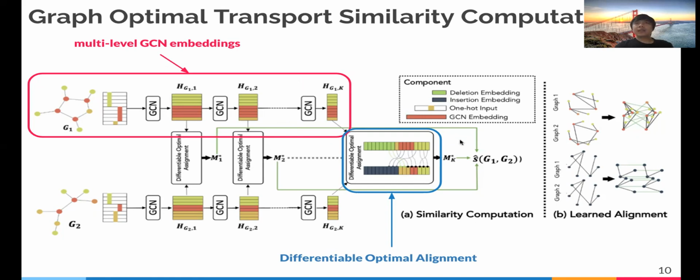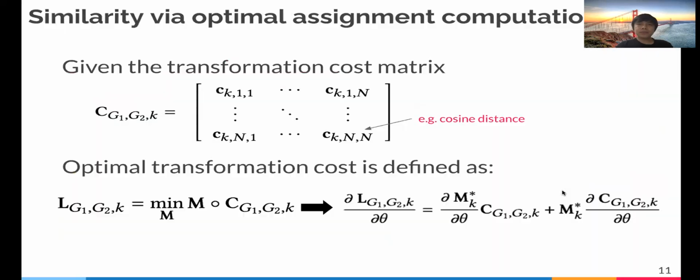And given these techniques, we can learn node alignment that looks similar to this, which I'm going to go into detail in one of the later slides.